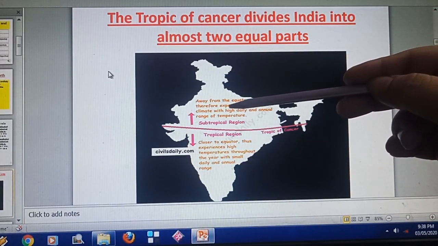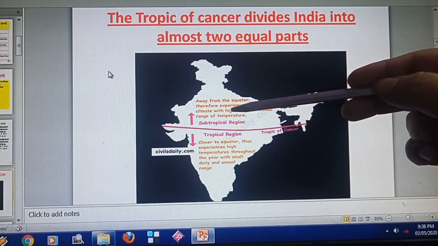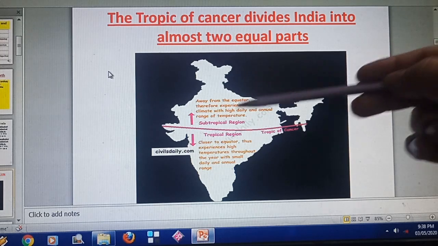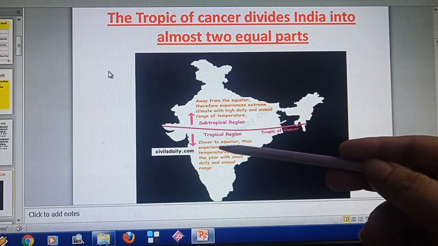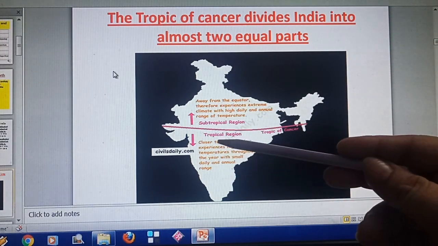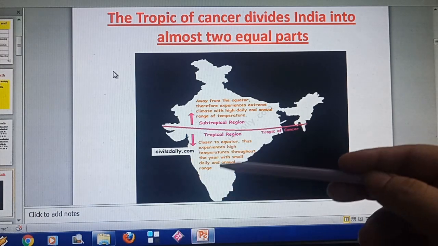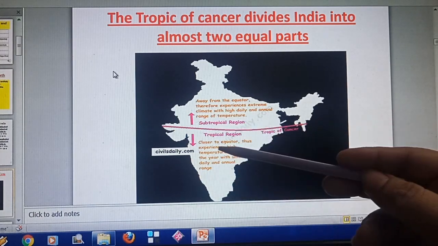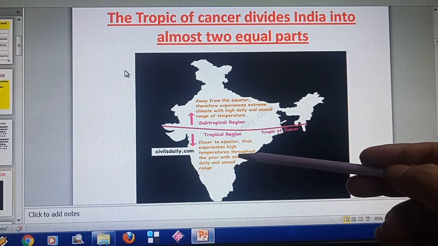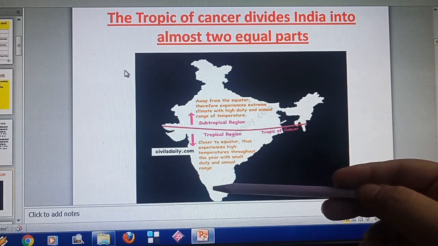The upper part is known as subtropical region which is away from the equator, and the lower part that is known as tropical region. This is located closer to the equator. As it is closer to the equator, this region experiences high temperature throughout the year with small daily and annual range of temperature.